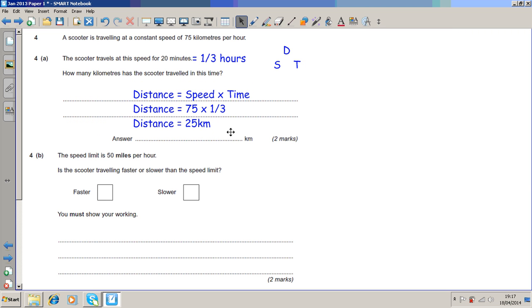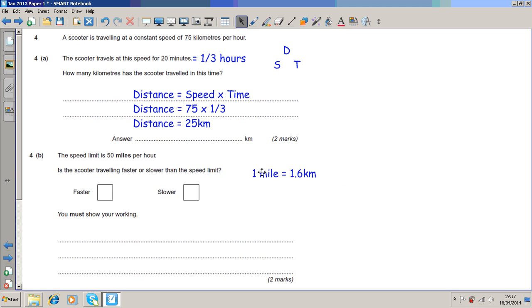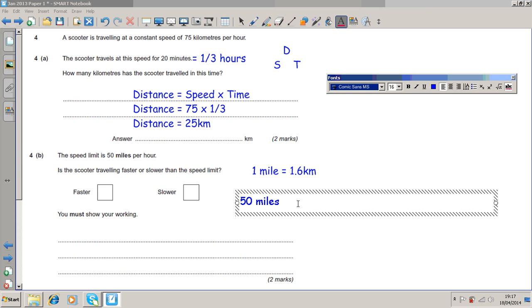The speed limit is 50 miles an hour. Is the scooter travelling faster or slower than the speed limit? Okay, so one fact that we need to know is that 1 mile is equivalent to 1.6 kilometres. That's not going to be given to us, you need to know that. So if I know that one, then I can work out what 50 miles is. So 50 miles is 1.6 times 50.